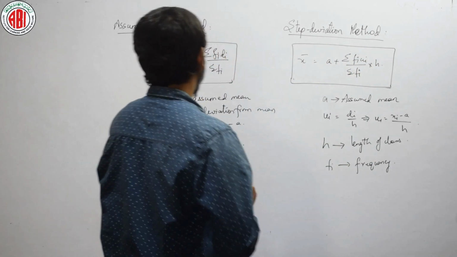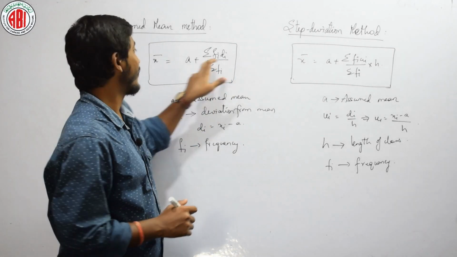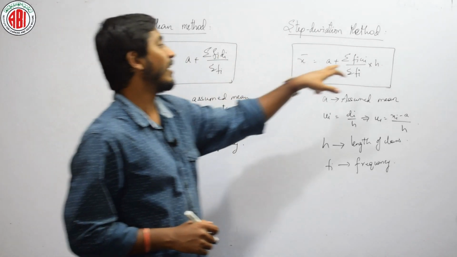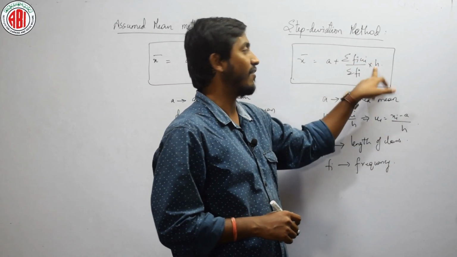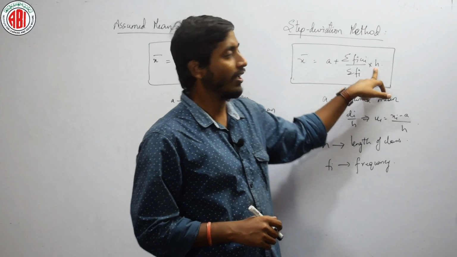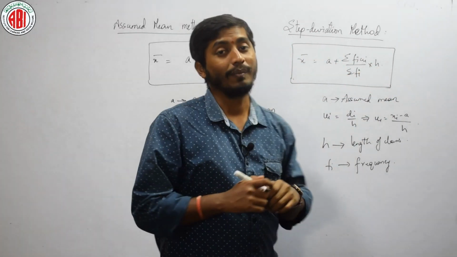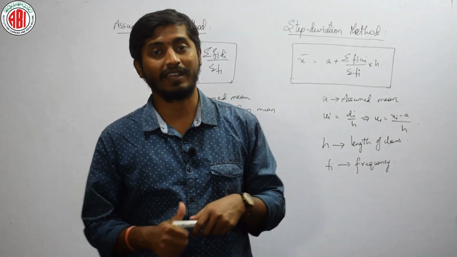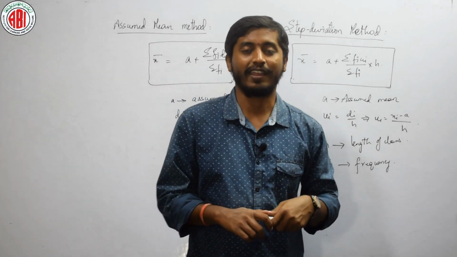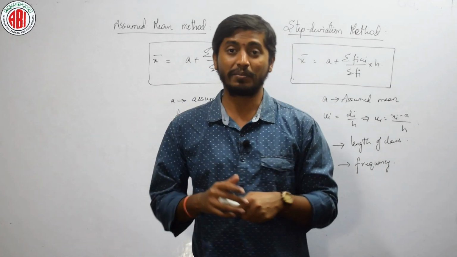You can remember it in different ways. Here we are subtracting A, that is why I have added A. Here I have divided by h, so I have multiplied by h. However you remember, these are the two methods of mean, and the first method is the direct method, that is summation fi xi by summation fi. Shall we move on to the problems of the assumed mean method?